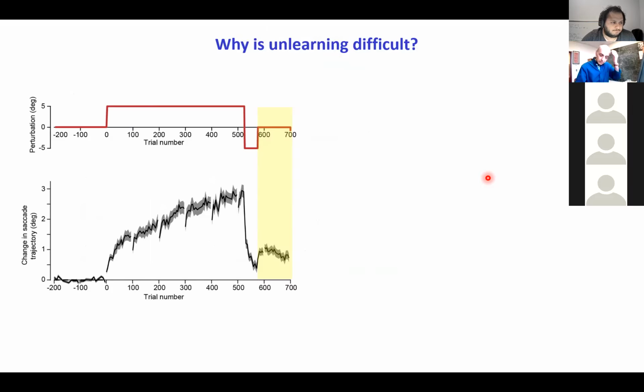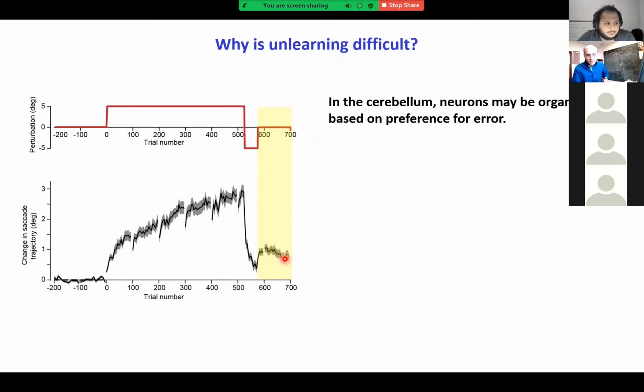this comes back to the question of why is unlearning difficult? So we had this basic problem. We wanted to learn something, and then we tried to do extinction. And then we saw that there was a spontaneous recovery. What we did is that we looked in the cerebellum and we found that neurons could be organized into this concept of preference for error. Some cells care about leftward error, some care about rightward errors. And the reason they care about errors that way is because the sensory space is mapped onto the colliculus, and there are regions that care about things to the left and regions that care about things to the right. So in that sense, it is really very different than a neural network where the error goes everywhere.